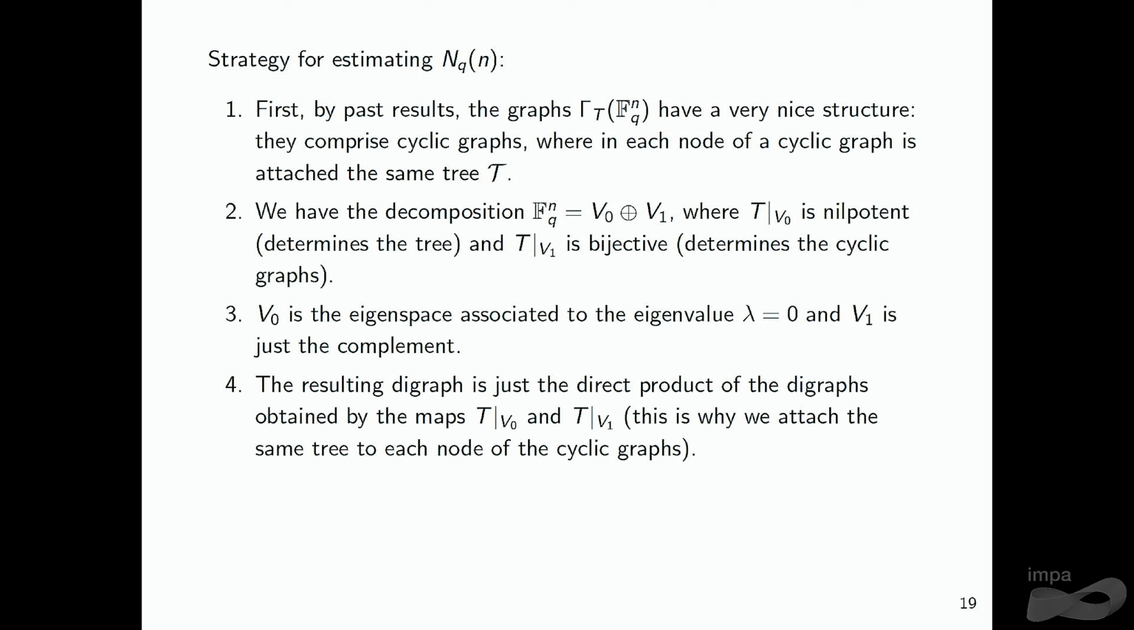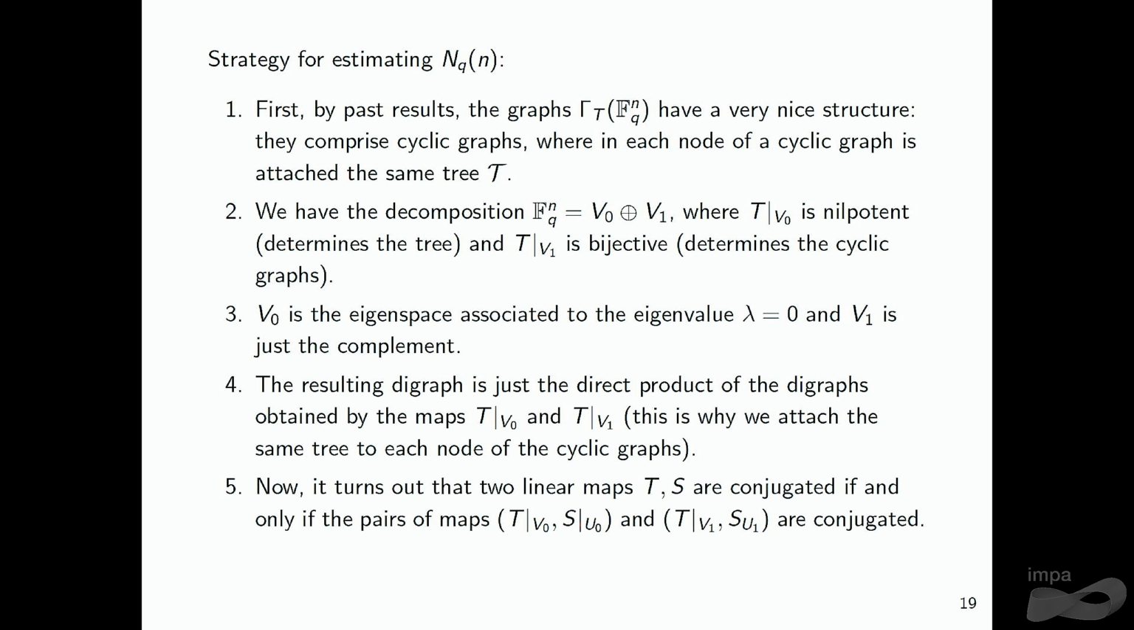Because if I decompose my space, this is important, if I decompose my space into two invariant subspaces, I can see the map as a product of maps, just considering the restrictions to each of the invariant subspaces. Okay. And now it turns out that if I take this decomposition for two maps, T and S, I have subspaces V0, V1, U0, U1. It's natural to expect, it's not hard to prove, that they are conjugated if and only if these restrictions are conjugated, right? Because one is responsible for the trees and the other one for the cycles.